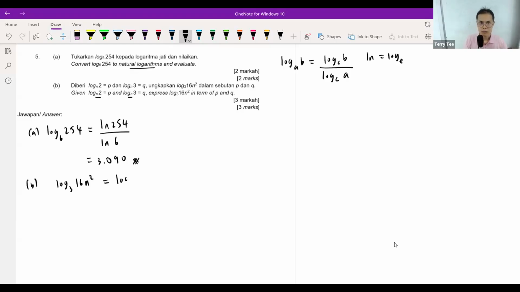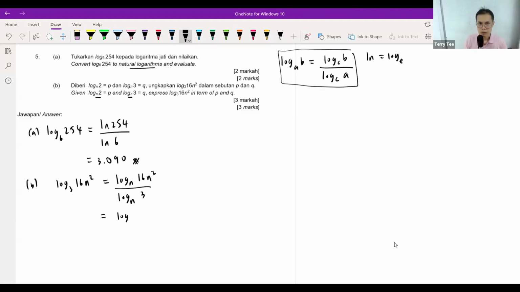So I'm going to write log base n, log base n, 16 n square stays on top, 3 stays down. Yeah, we're using the same formula as part A, the formula for changing base. Now, then we're going to use the laws of logarithm.